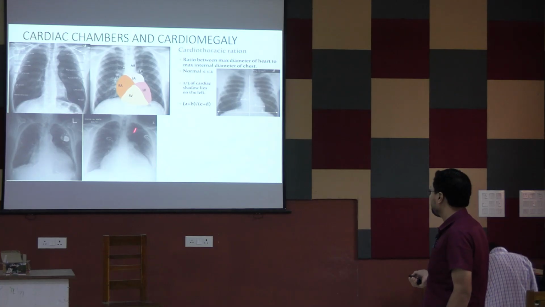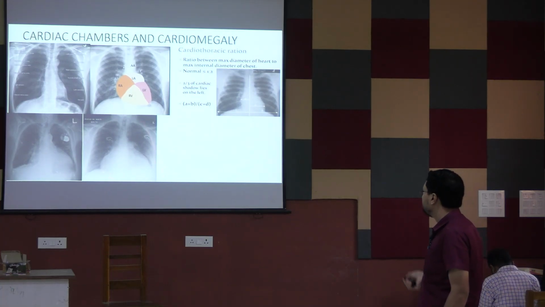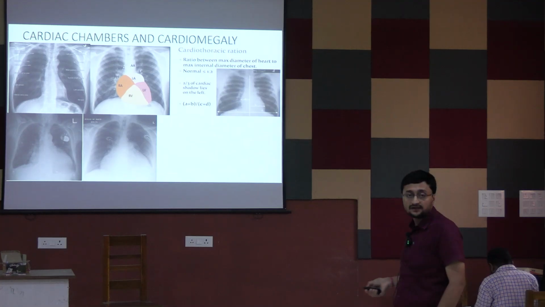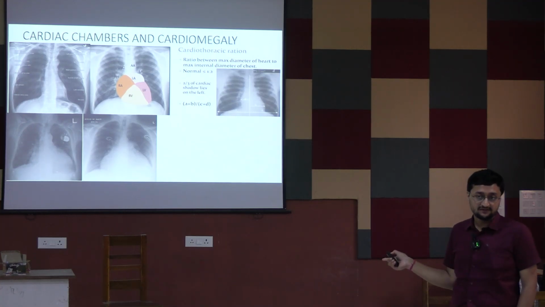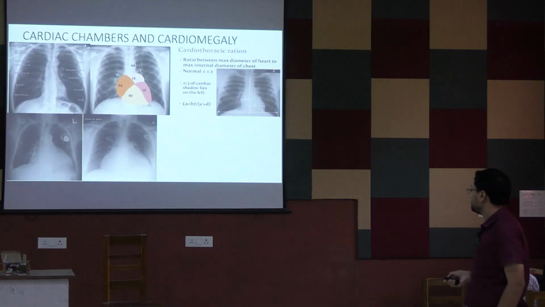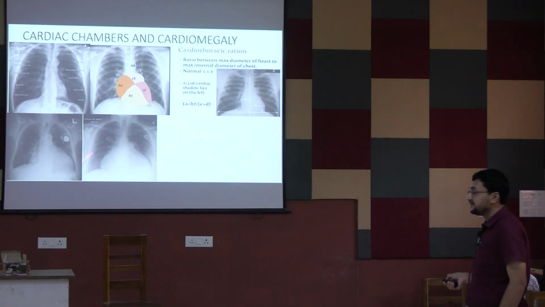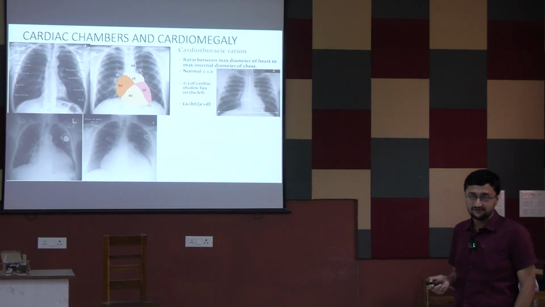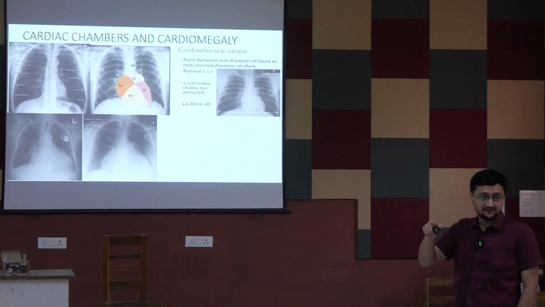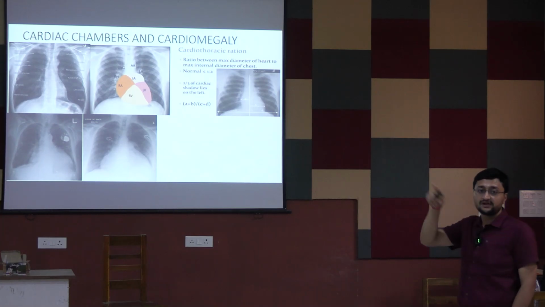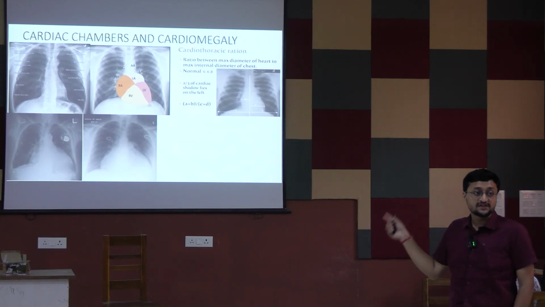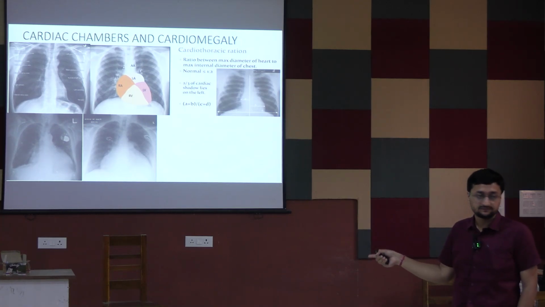Another example, increased cardiothoracic ratio, but this is not only cardiomegaly. This is a case of pericardial effusion, water bottle shaped heart, right? That shape of the heart. So this is just like a water bottle shaped heart. So this is pericardial effusion.